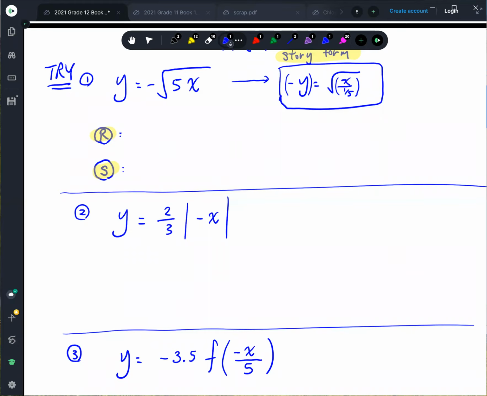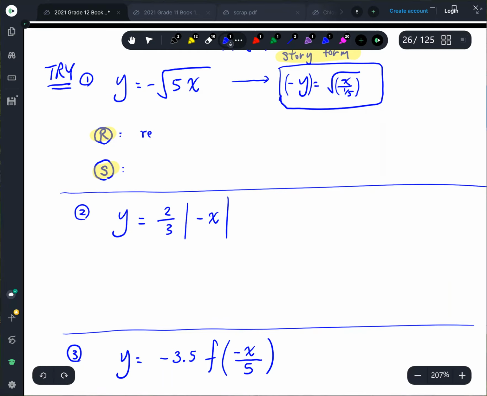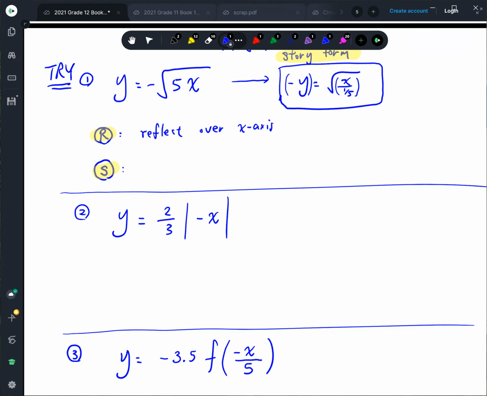Okay, so when you write the answer, what do you write? Reflect over x-axis. Yes, very good. So you just try to find out where the negative sign is. Okay, and how do you find the stretch or expand or compress?